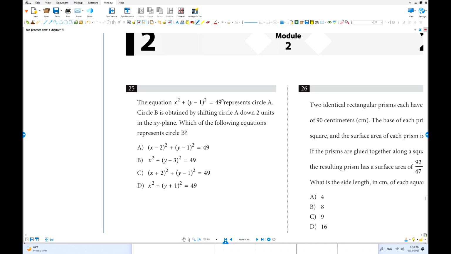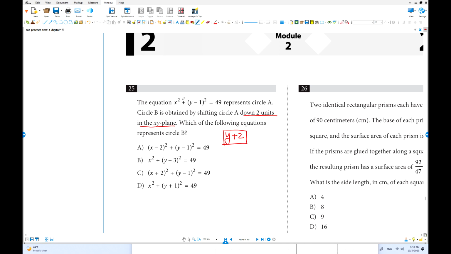Here is number 25. So we have the standard equation of a circle, right? Okay. So that is the circle. Circle B is obtained by shifting A down 2 units. Down 2 units, why down? So y plus 2 means what? Down 2 units over y, okay?